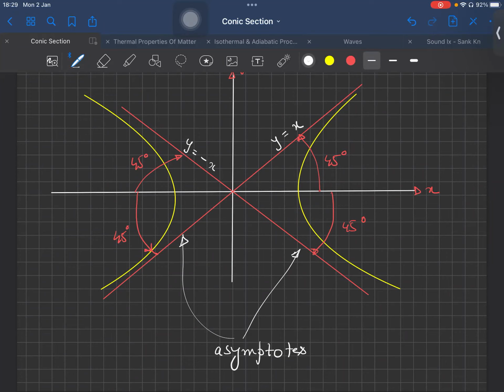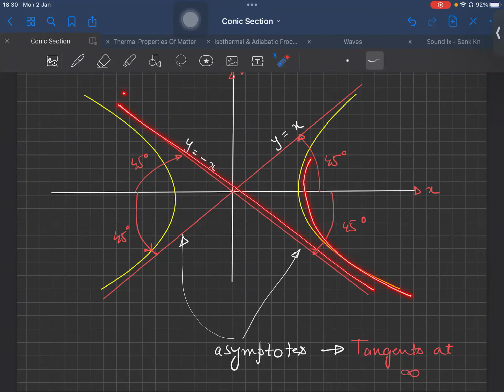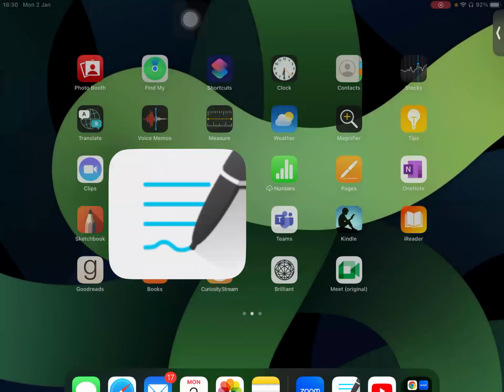Asymptotes. What do you mean by asymptotes? Tangents at infinity. That means it will meet at infinity. See, this line is tangent to this curve, and these two curves will be tangent at infinity. At infinity, it will meet somewhere. That's why it is called an asymptote. It will not move. Like you have drawn the graph, right? Isn't it? Yes or no? Like let's see this one.